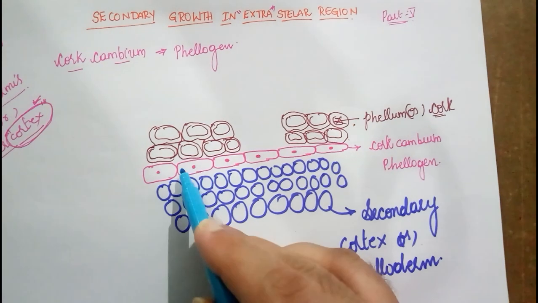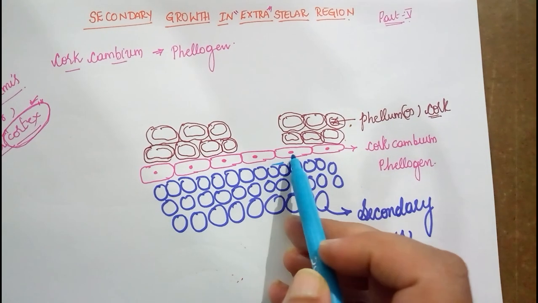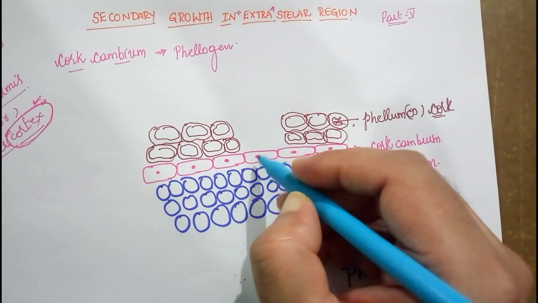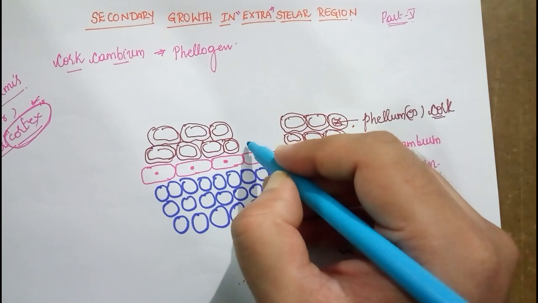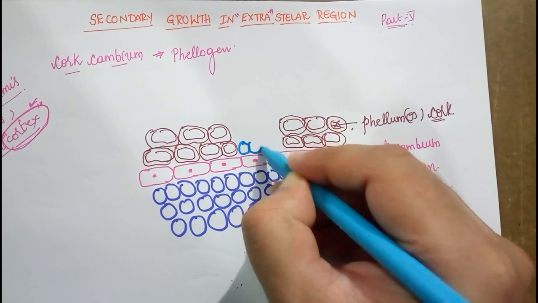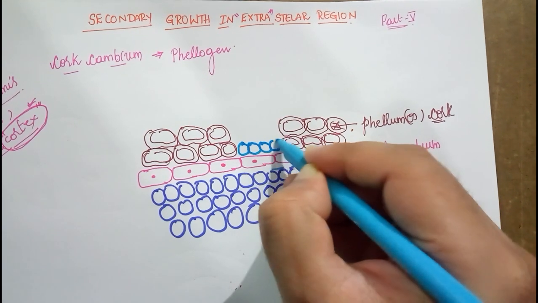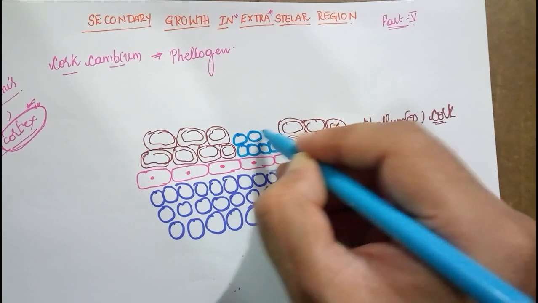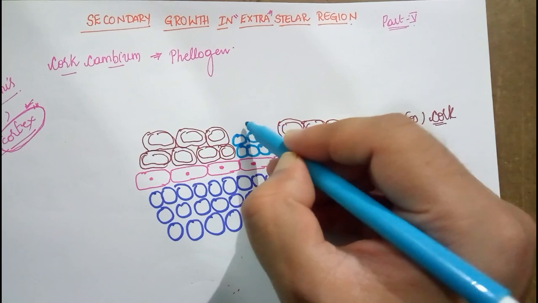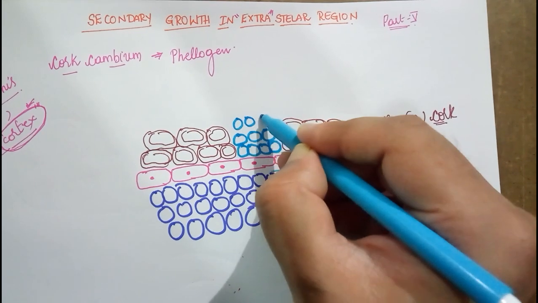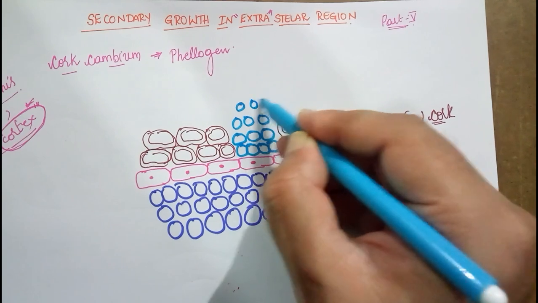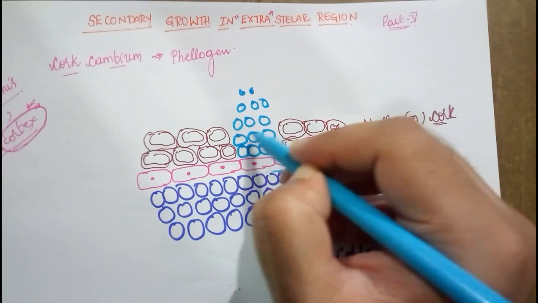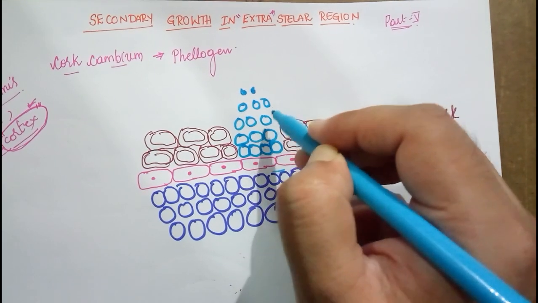At certain regions, at certain points, this phellogen or the cork cambium is going to cut off some closely arranged parenchymatous cells on one side of the cork, and as they move towards the upper regions, they become loosely arranged. They're actually closely packed in this region, and they become loosely arranged as they move on.